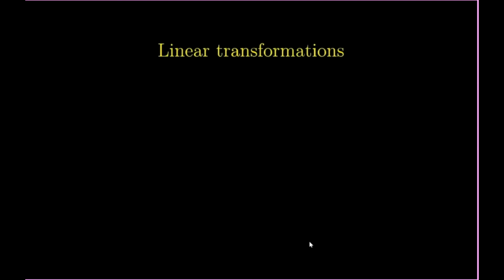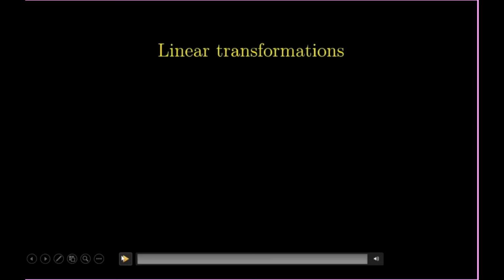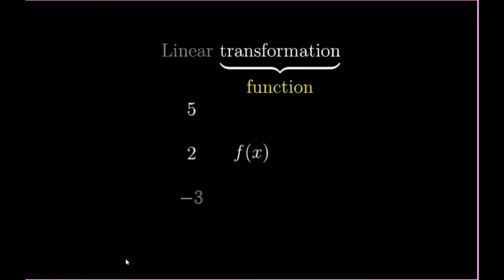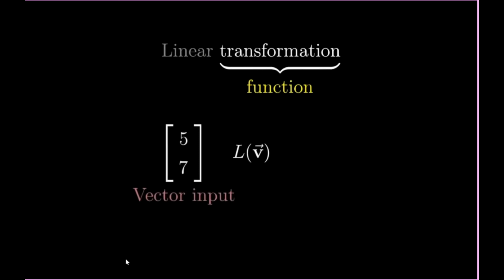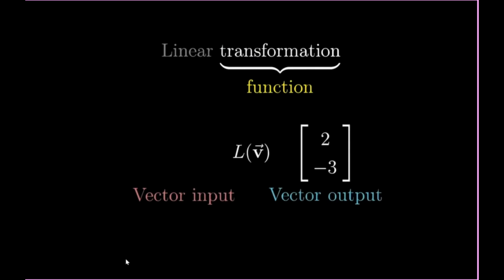So let us see what is meant by transformation. Transformation is a fancy word for a function. What do we mean by function? If we give a number as input, we get a number as the output. For example, if we input 2 or minus 3, we get some output. That is the transformation. Here we give a vector as input and we get a vector as output. That is the reason I use the fancy word transformation instead of function.